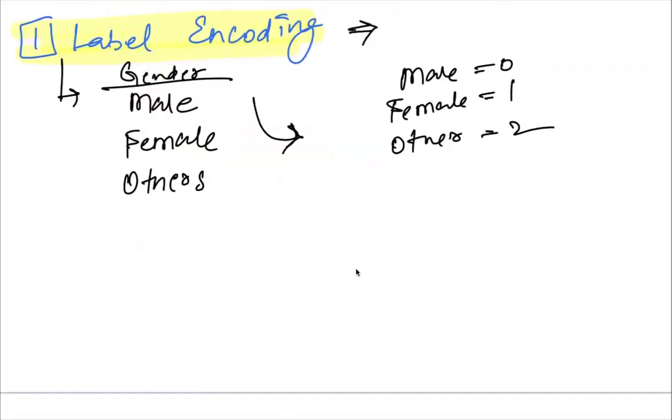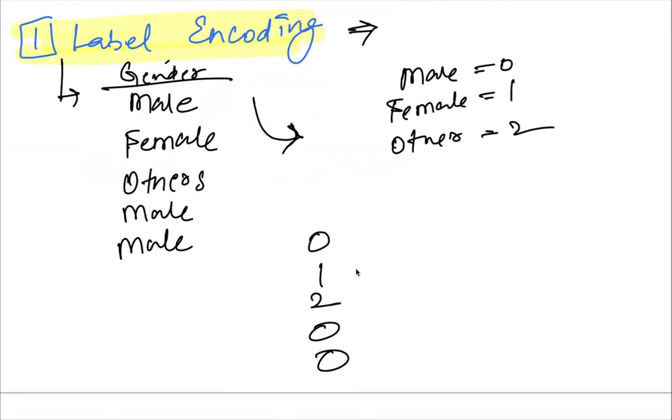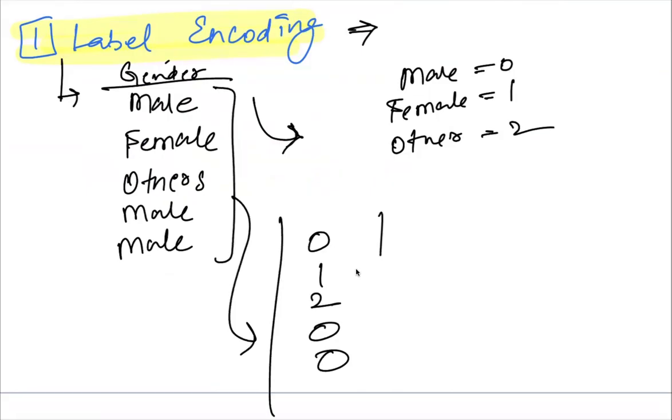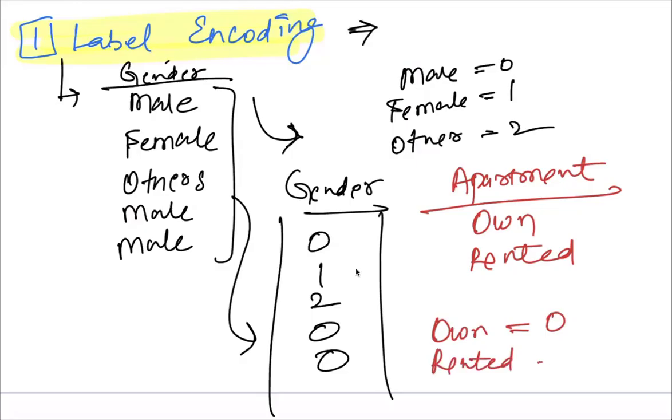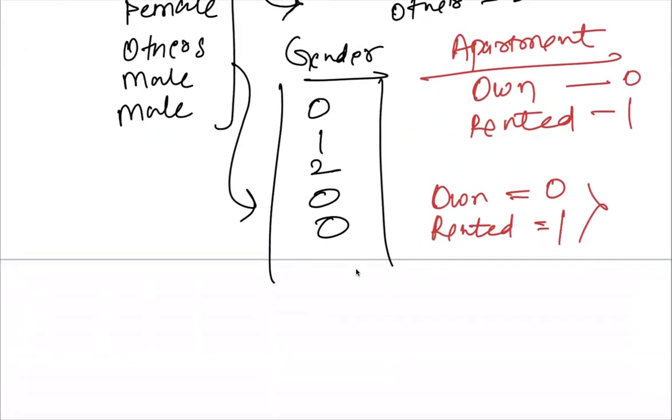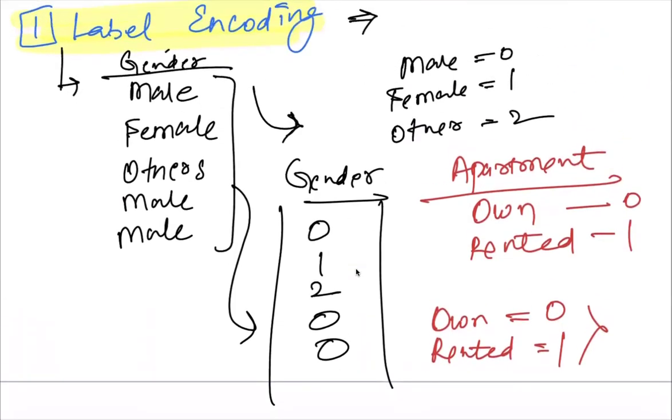So wherever you have male, it will assign 0 there. Let's say you have male, male, female, others, male, male. Male is 0, female is 1, others is 2, again male is 0, male is 0. Instead of this, it will have this in the data set. This will be your gender column. A lot of times you have categorical variables like, do you have your own apartment or is it rented? If I give own as 0 and rented as 1, then it will assign 0 and 1 here. This is the first technique of filling in the categorical data with numbers.